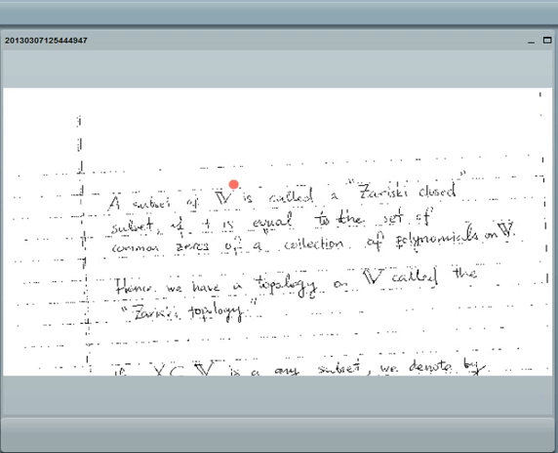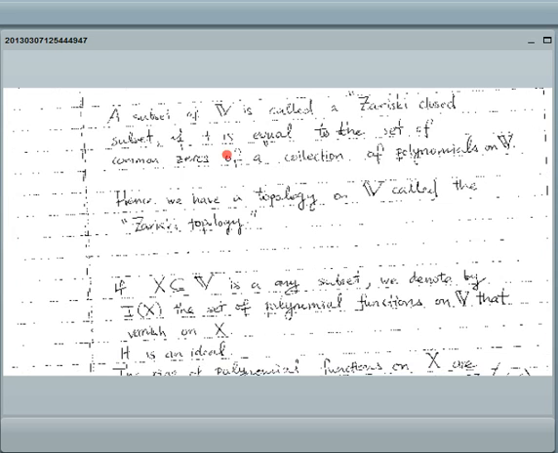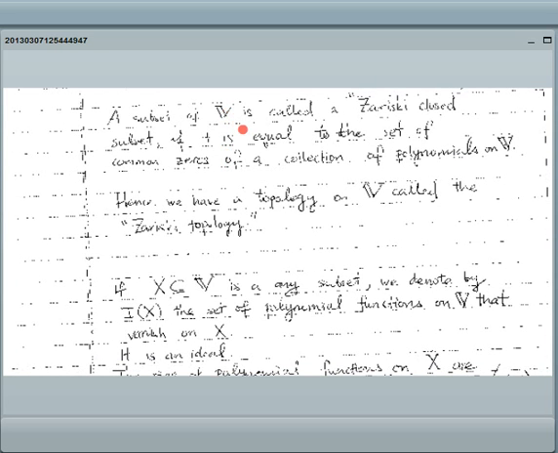For the moment, let's forget that this is a vector space, but rather it's just a space. So V is just a space. I'm going to define a subset of V. A subset of V is called a Zariski closed subset if there exists a set of polynomial functions on this vector space V such that the set of all points in V that are zero under this set of polynomials is equal to my original set A. So let me try to write this down.